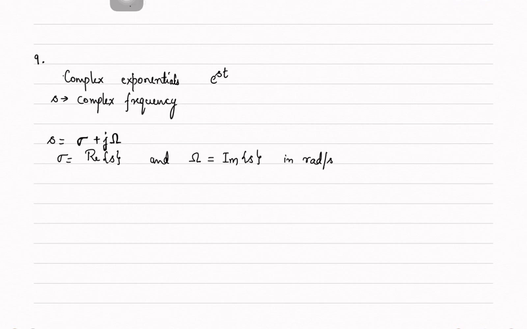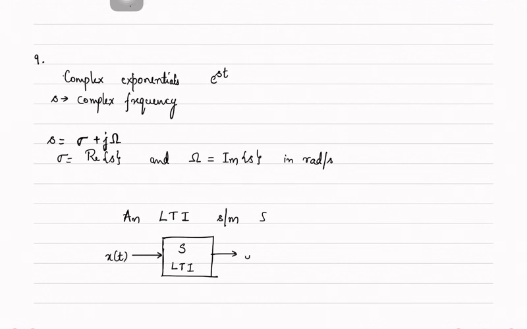So first things first, why are these complex exponentials so important? Suppose we have an LTI system. Consider an LTI system S. Yesterday we derived the convolution relation between input and output. I have a system S which is an LTI system, with an input x of t and an output y of t.